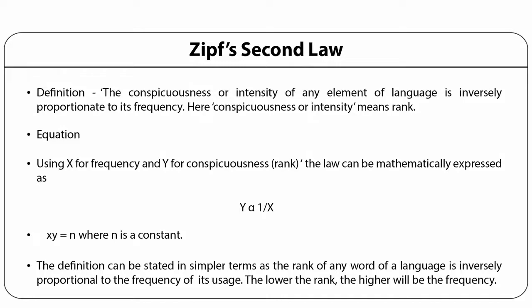In this case, X stands for frequency, Y stands for conspicuousness, that is rank, and the law is mathematically expressed as Y versus 1 by X. That is, xy is equal to n, where n is a constant. The definition can be stated in simpler terms as the rank of any word of a language is inversely proportional to the frequency of its usage. The lower the rank, the higher will be the frequency.